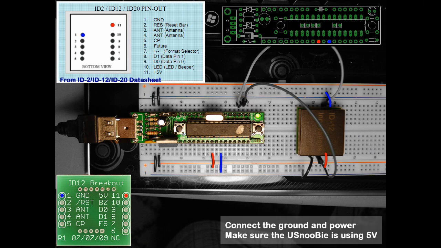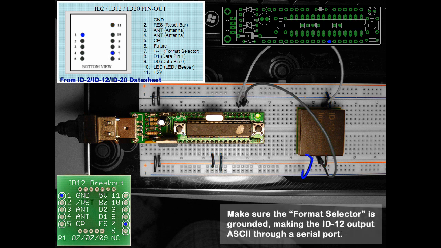First, connect the ground and power. The USnooBie should be powered with 5 volts, and the ID12 should be powered by the USnooBie. The ID12 can output data in 3 formats. Connect the format selector pin to ground so it outputs ASCII through a serial port.